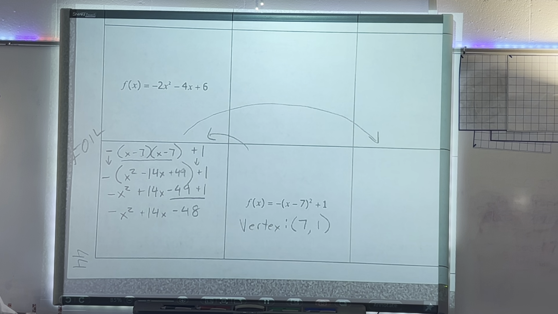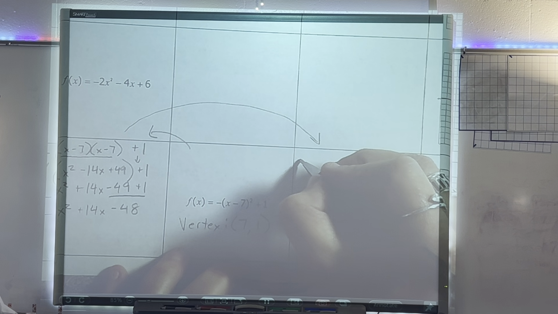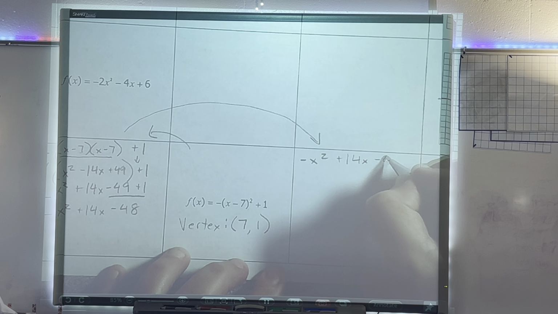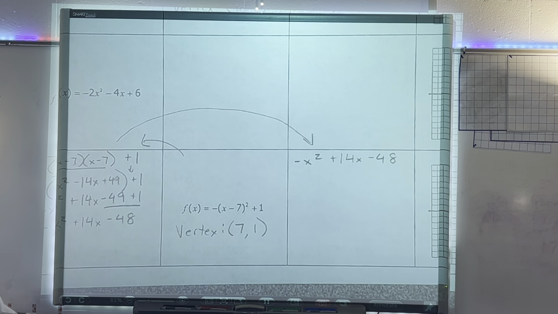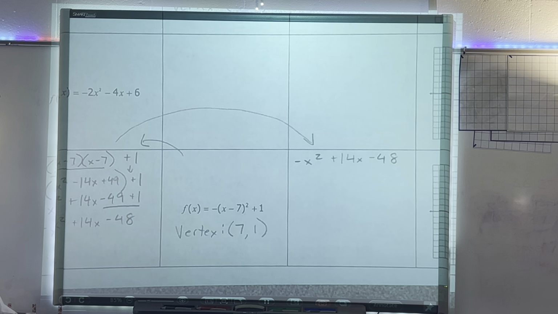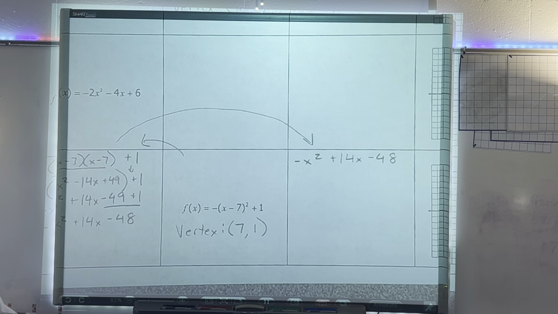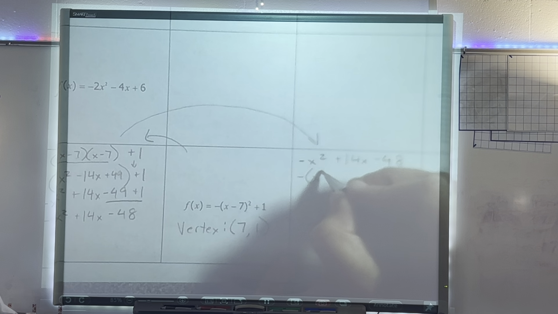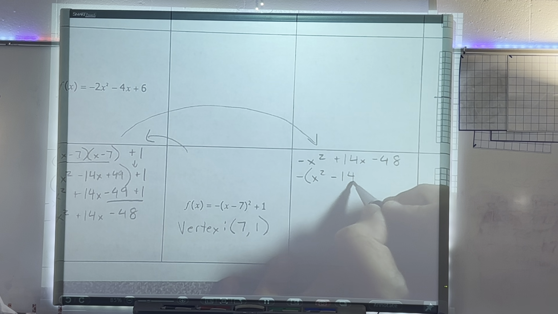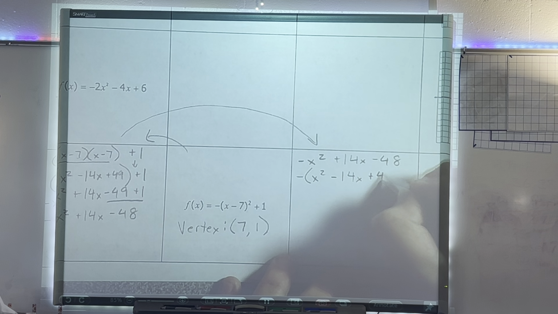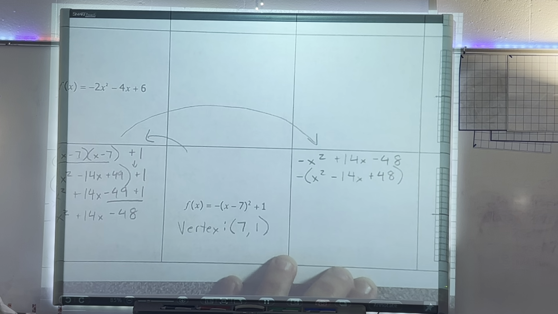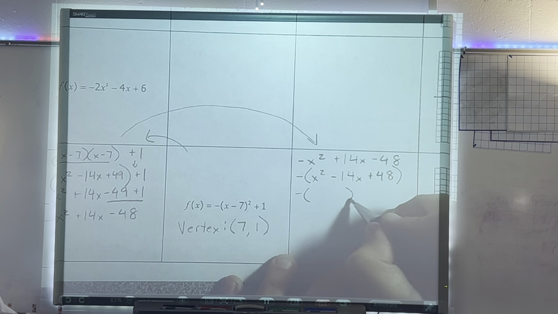Now I can go from standard form over here to factor it, because to find my solutions, I have to factor, right? So now I'm going to write what I got over here: negative x squared plus 14x minus 48. Well, I don't want to factor that with that negative in the front, so I'm going to pull it out. Are we okay there? So now I've got negative x squared, this becomes minus 14x, and this becomes plus 48. All good?